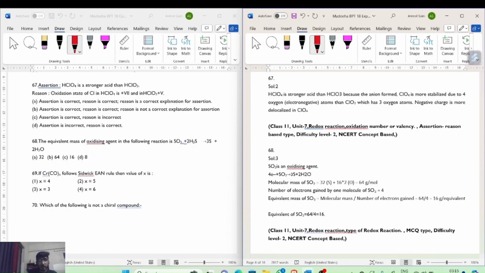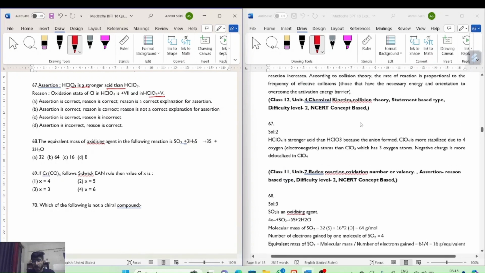So now let's come to question number 67. Here it is an assertion-reason type question. Assertion: HClO4 is a stronger acid than HClO3. Reason: the oxidation state of Cl in HClO4 is +7 and in HClO3 is +5. Okay, so let's check. First we have to draw its diagram.